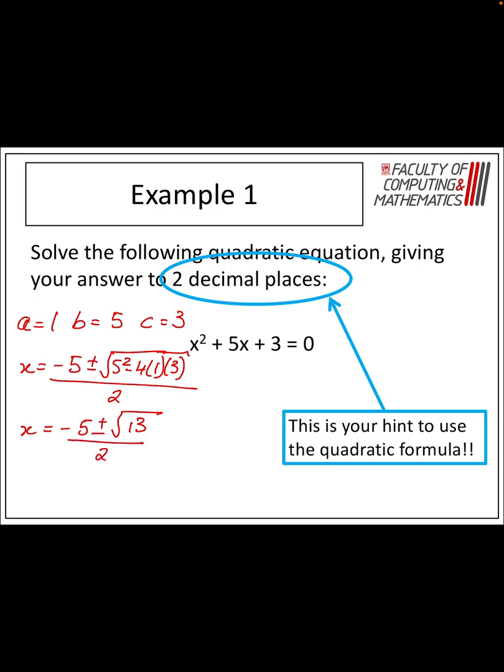Now because of this plus or minus sign in here, I'm going to have 2 answers. So I would then split it off at this point and I'd have x is equal to minus 5 plus root 13 over 2, and I would have x is equal to minus 5 minus root 13 over 2.